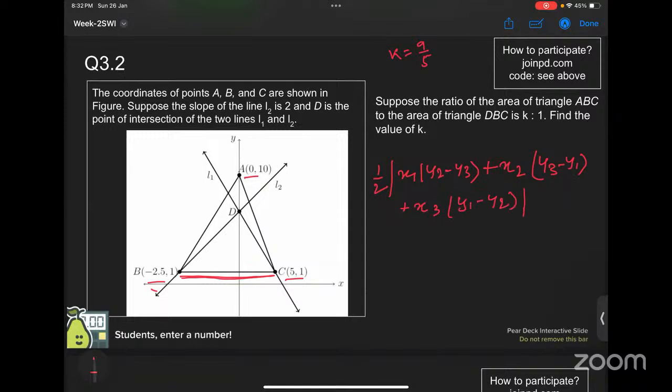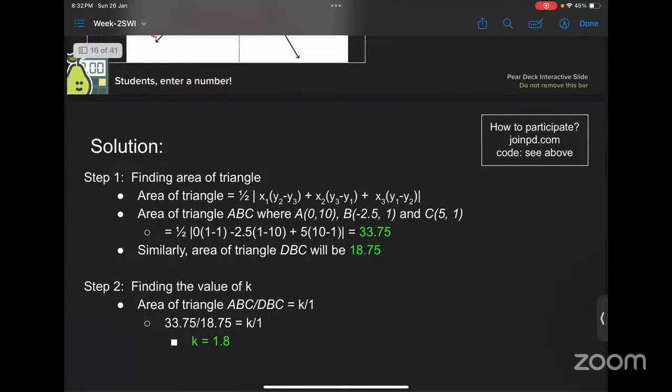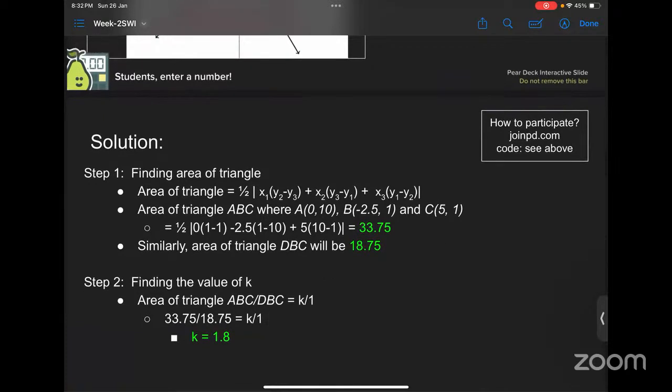This is the formula, right? Now you just have to put the value. I'm not calculating it right now. We have the calculated version. So after putting the value, we will get this as the area of the triangle ABC. And we calculated the coordinate of D, right? Which was 0, 6, correct? Similarly, if we apply this formula, then we will get the area of the triangle DBC as this.